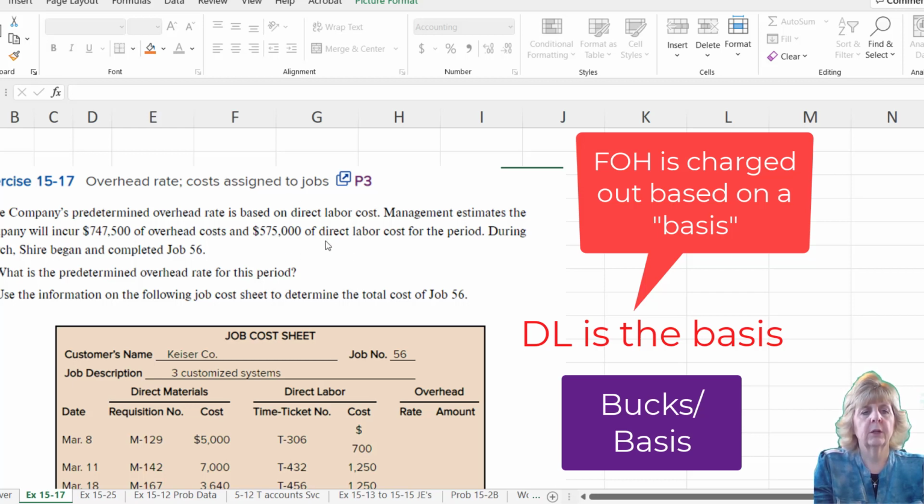$575,000. So the first thing the author asks us to do is compute the predetermined overhead rate. So we'll do a bucks over basis calculation. We'll come up with the overhead percentage, and then we will apply it to this job cost sheet.